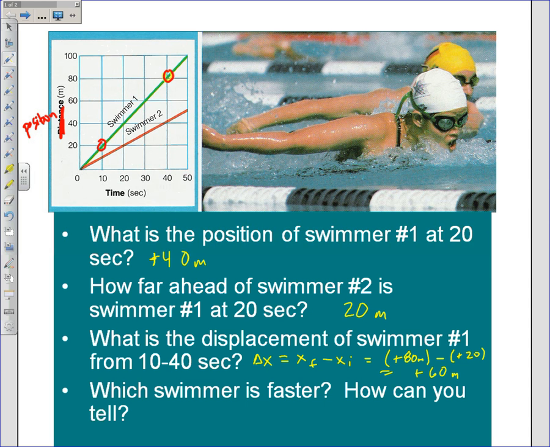Is the plus or minus sign important on that one? Yes, it is, because displacement is a vector quantity. We not only want to know how far that swimmer went in that time interval, but which way that swimmer went during that time interval.